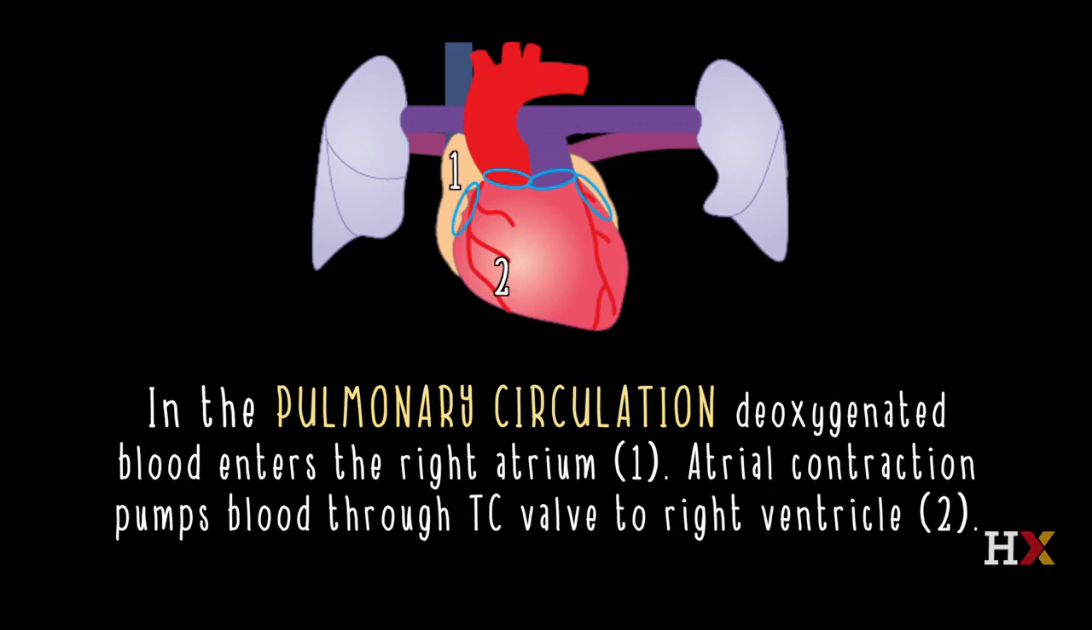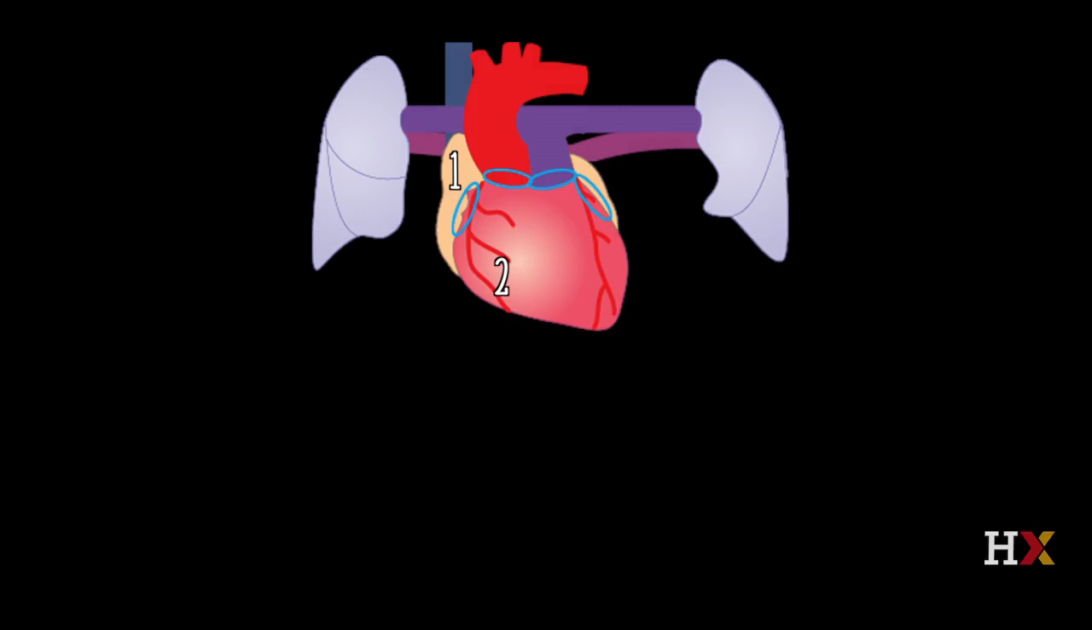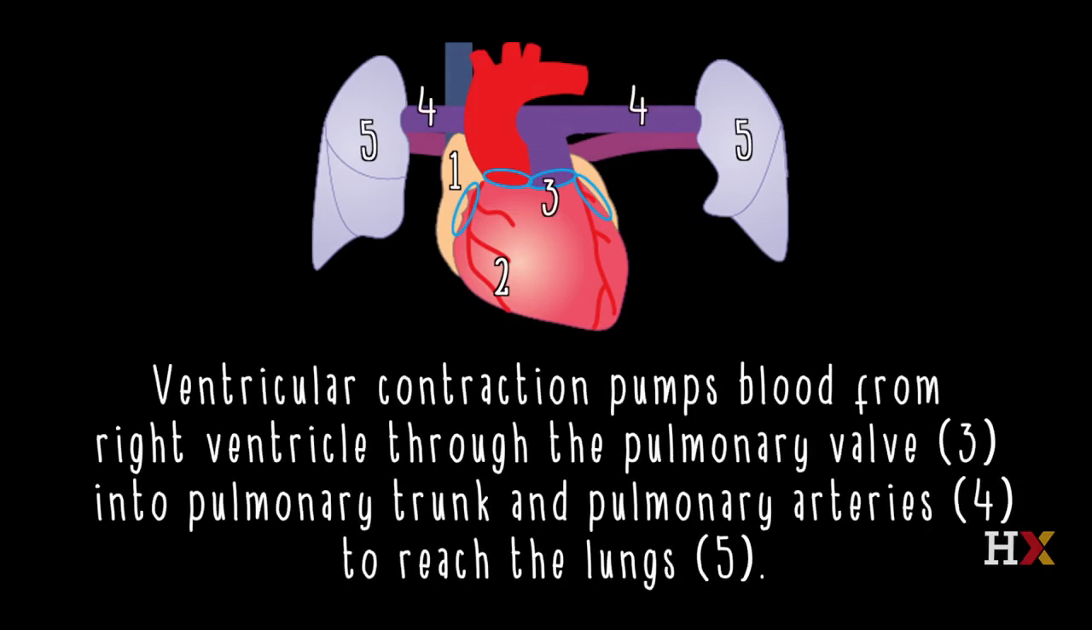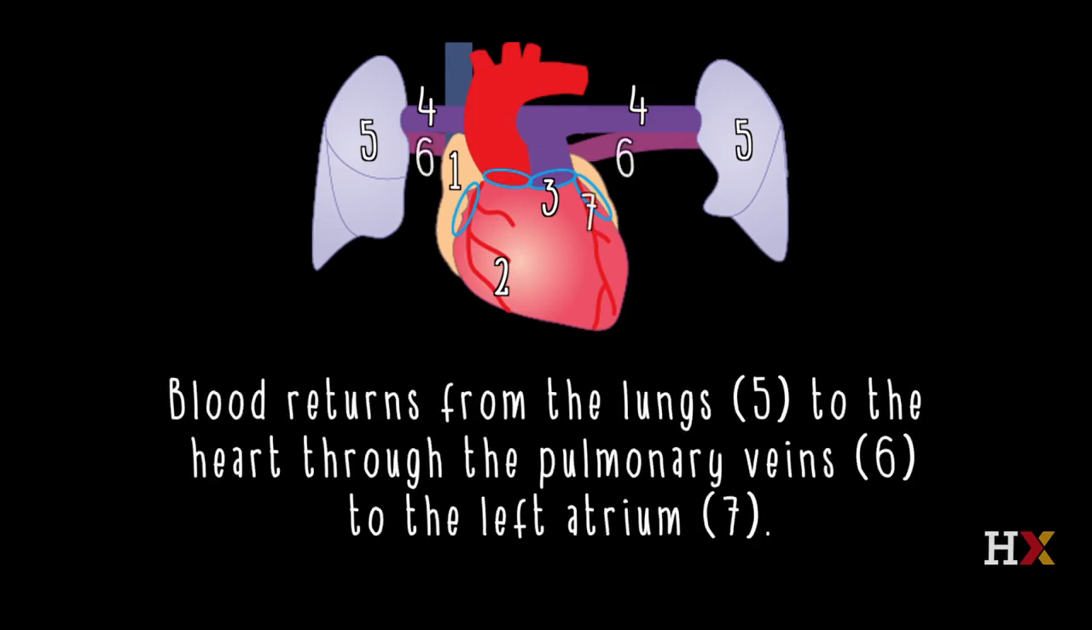Within the lungs, gas exchange occurs at the interface between the lung alveoli, the very smallest part of the respiratory airway, and very small, thin-walled blood vessels, the pulmonary capillaries. Blood returns from the lungs to the heart through the pulmonary veins and enters the left atrium. So the pulmonary circulation is deoxygenated blood entering the right heart, pumped through the right heart, going through the pulmonary arteries to the lungs, and back to the left atrium through the pulmonary veins.